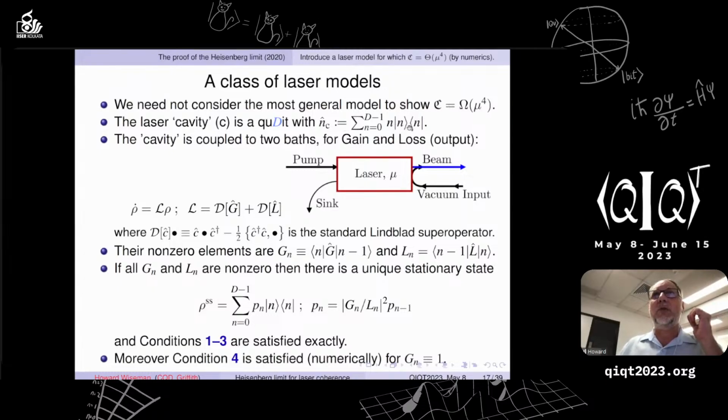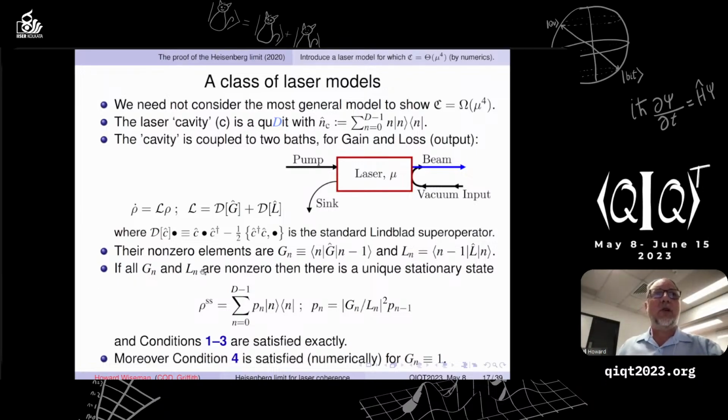And so the model we use is a finite dimensional, a d-dimensional system. So this is now the number operator. And we use a standard sort of master equation to describe this. So this is my laser. It has some sort of energy has to come in, and energy has to then come out in the beam. And so the energy coming in is described by a gain operator, and the energy coming out is described by a loss operator. And these are assumed to have only non-zero elements connecting neighboring photon numbers. Okay, so the gain obviously can increase the photon number by 1, and the loss can decrease it by 1.